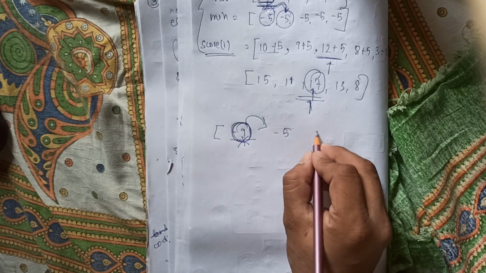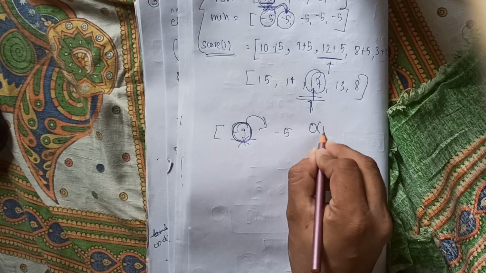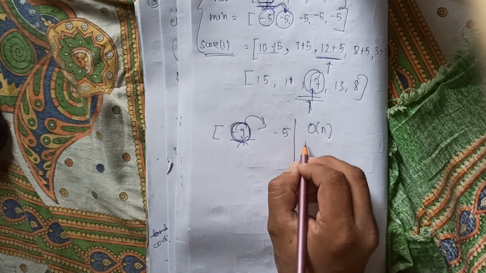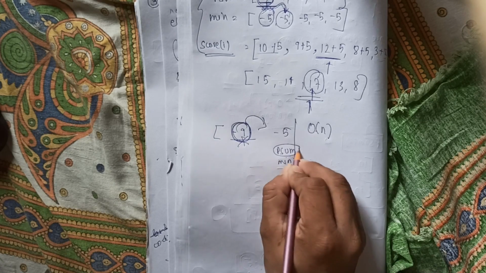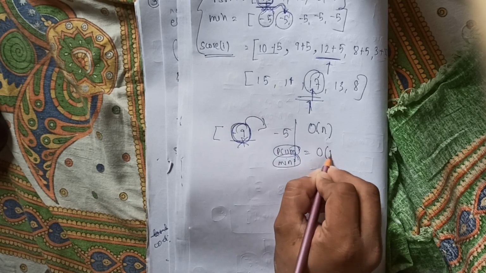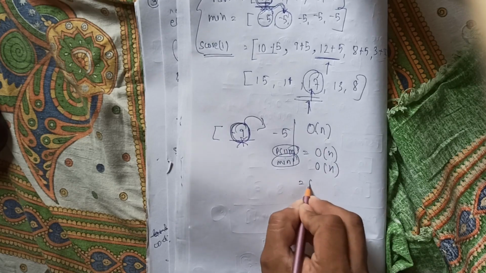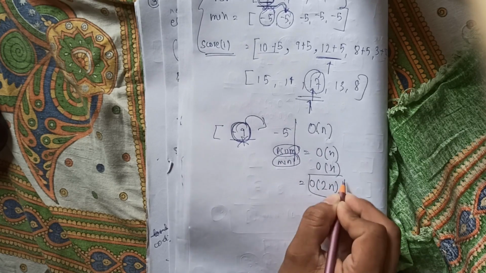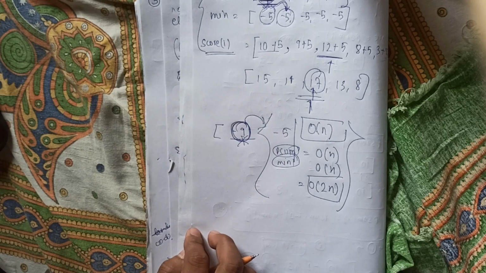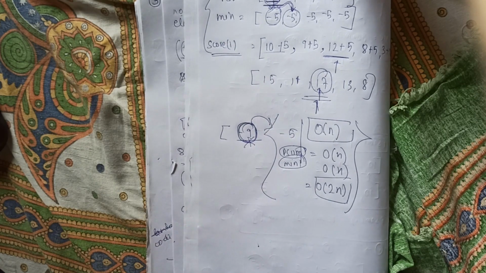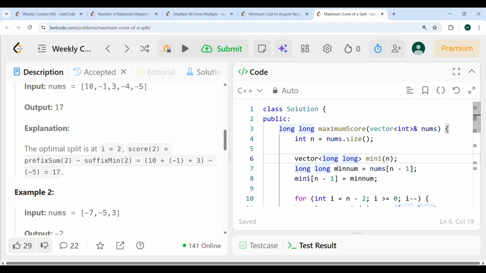And what is the time complexity of this problem? It is O(n), and we are using two vectors, a prefix sum vector and a mini vector, to store the prefix sum and the mini. So it will be O(n) and O(n), so ultimately the space complexity is O(2n). So it won't cause any problem for us. Now let's quickly jump into the code part and look at how the code looks.